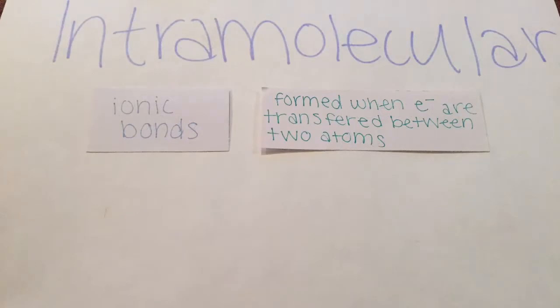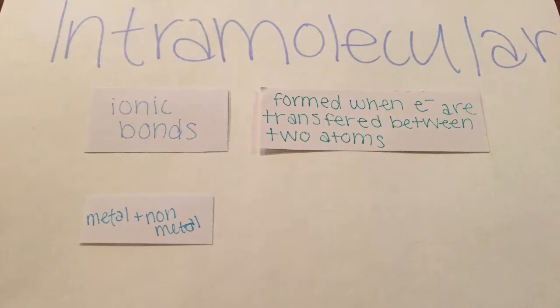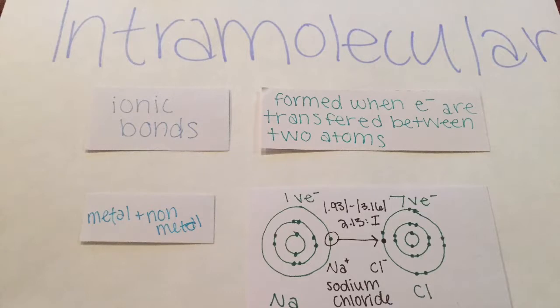Ionic bonds are formed when electrons are transferred between 2 atoms, and this transfer happens between metals and nonmetals. In this picture, we have sodium, a metal with only 1 valence electron, and chlorine, a nonmetal with 7 valence electrons. The sodium atom is going to give its 1 valence electron up to chlorine, so now both atoms have satisfied the octet rule, and the bond is ionic because when you check the electronegativity difference, it's 2.13, which is above 1.7, making it ionic.